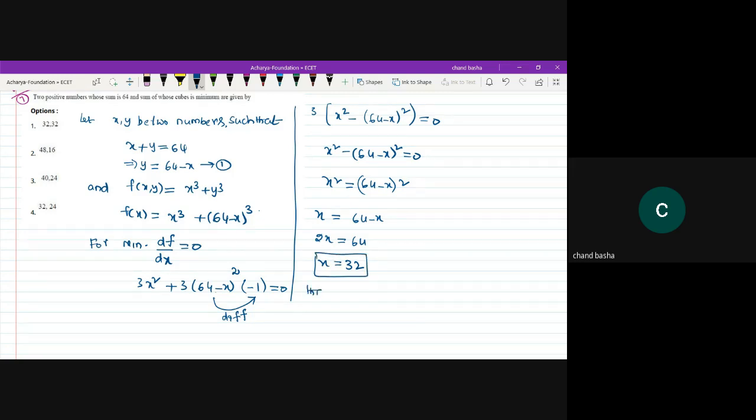If x is equal to 32, then y is equal to, what is the y value? 64 minus x. That is equal to 32. So your answer is 32 comma 32. This question is also simple. It is not necessary to expand this by using the (a minus b) whole square formula.